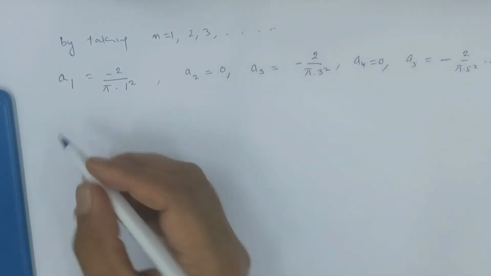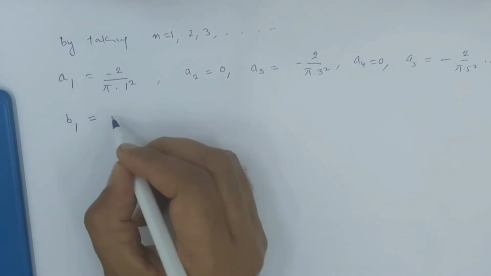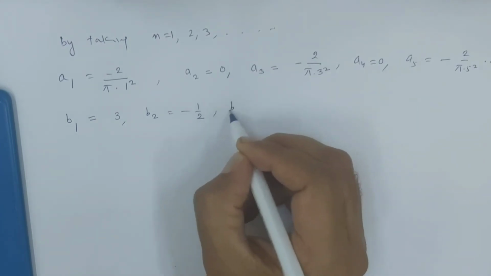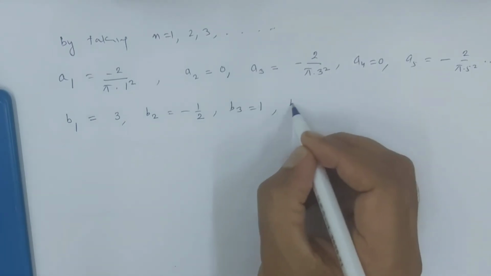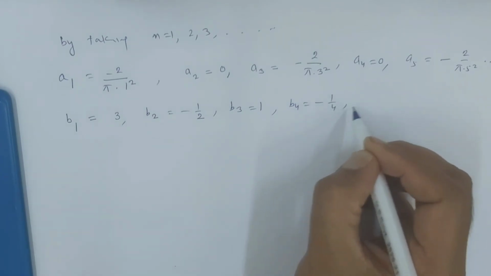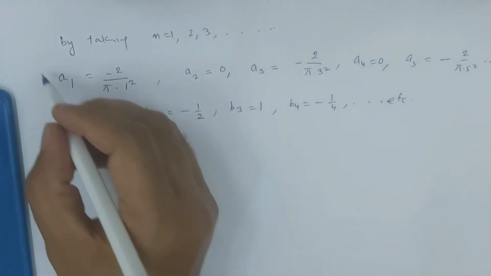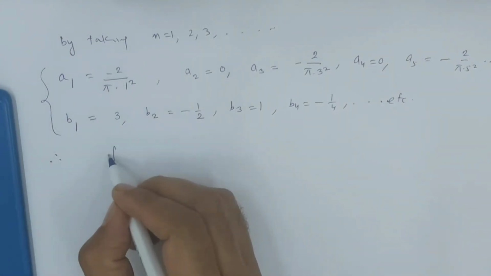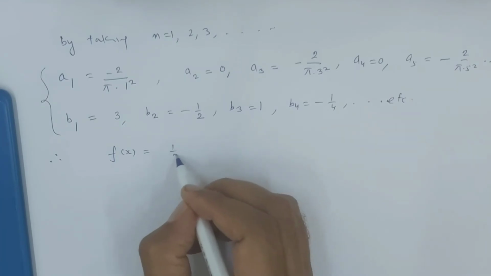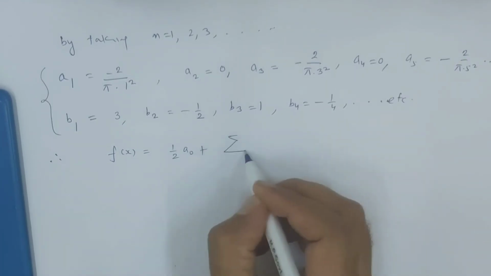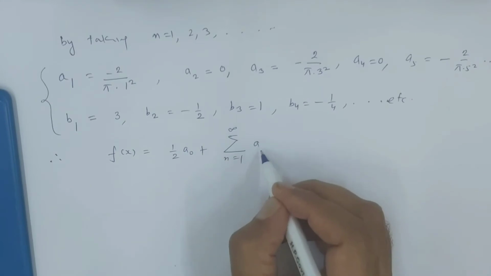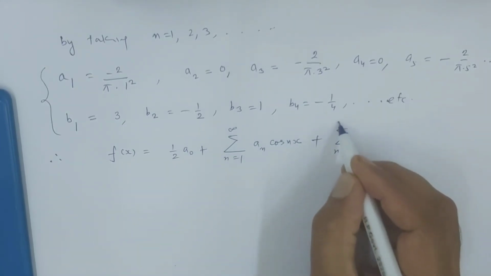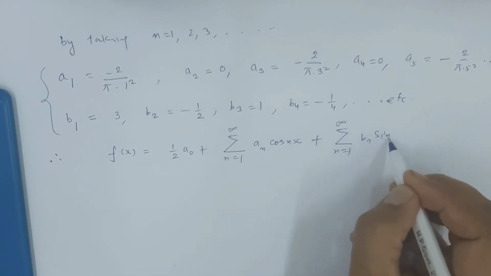Similarly, b1 equal to 3, b2 equal to minus 1 by 2, b3 equal to 1, b4 equal to minus 1 by 4, up to so on, etc. इस टाइप से हम ऑप्शंस को फाइंड करेंगे. a naught भी हमें पता है. तो सब्स्टिट्यूटिंग इन दिस इक्वेशन, f(x) equal to half of a naught plus sigma n equal to 1 to infinity an cos nx plus sigma n equal to 1 to infinity bn sin nx.